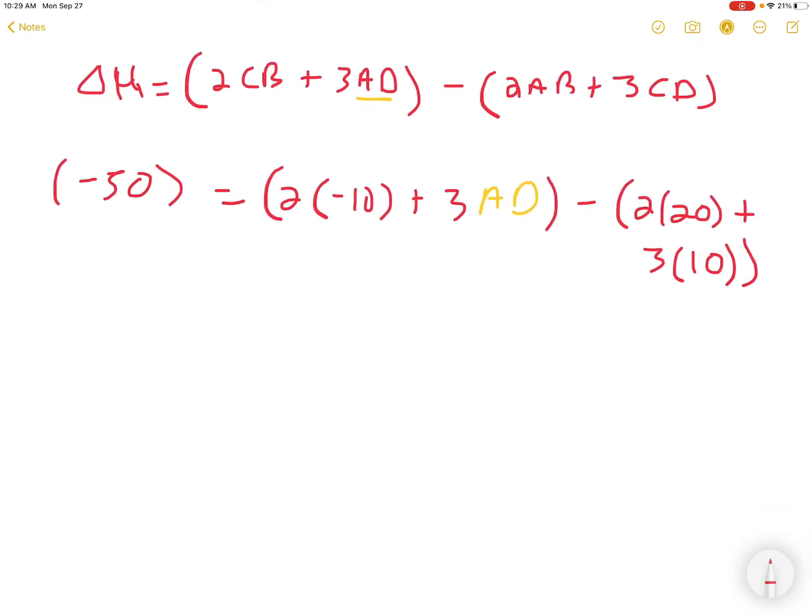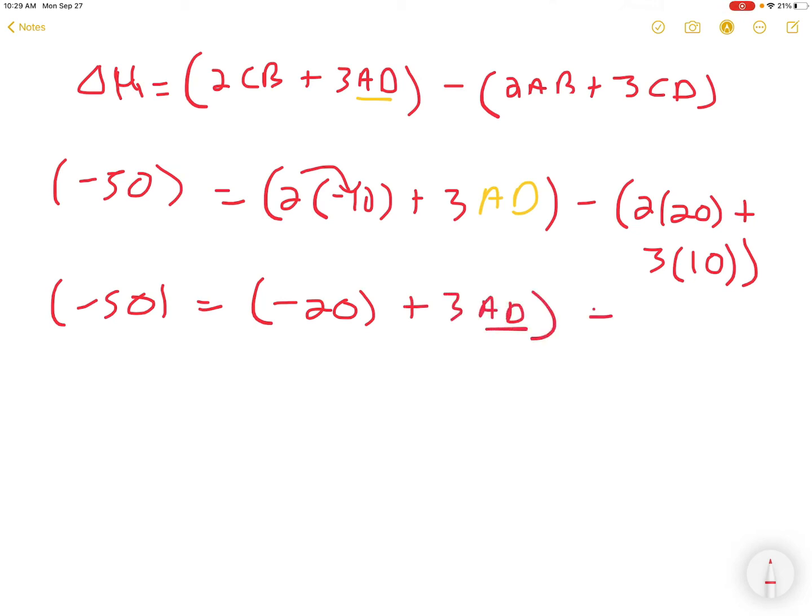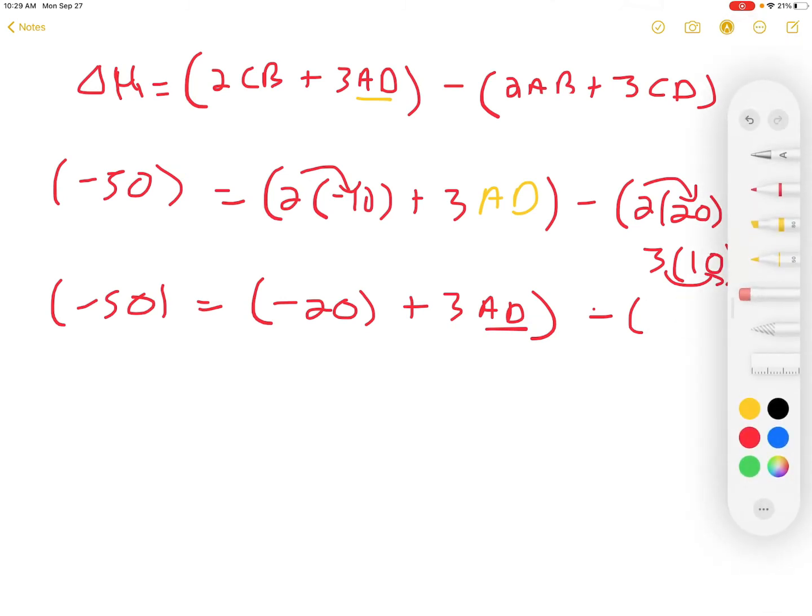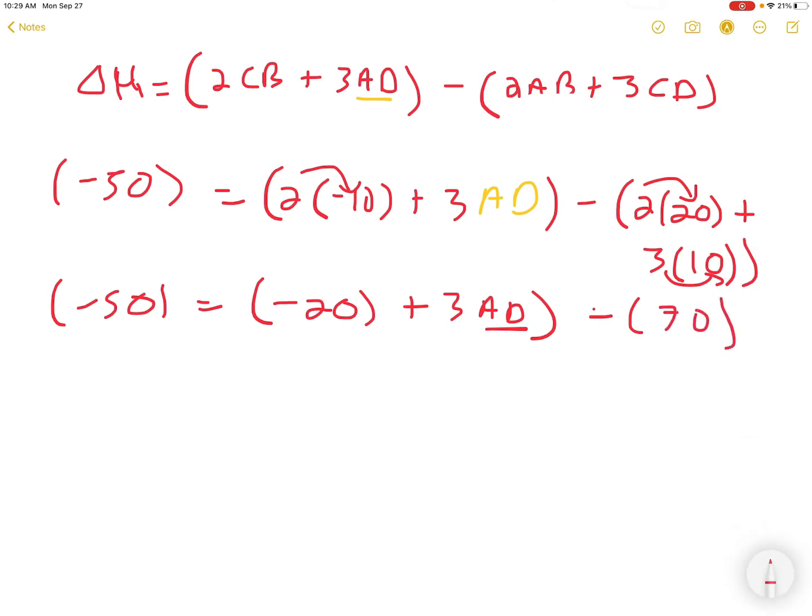And then what I find is easiest to do is to actually do the multiplication that's simplified and then move everything over. So we would have negative 50 is equal to 2 times negative 10, gives us negative 20, plus 3AD, which is what we're trying to find, minus, and then 2 times 20, which is equal to 40, plus 3 times 10, which is equal to 30, and then 40 plus 30 in total is going to be equal to 70, so minus 70.